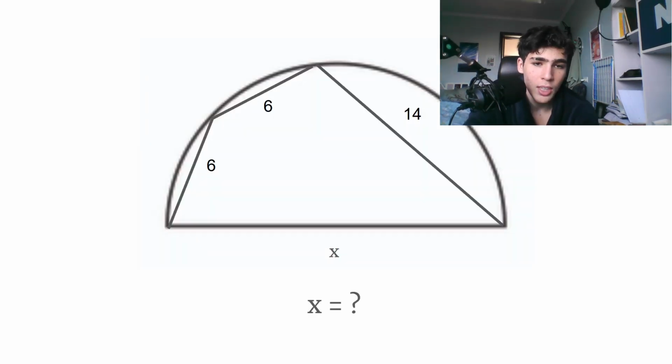We have this semicircle with chords of 6, 6, and 14. We are trying to find the diameter of this semicircle, which is x. If you want to try this problem for yourself, pause the video right now, because I'm going to solve it for free. Okay, I'm solving it.